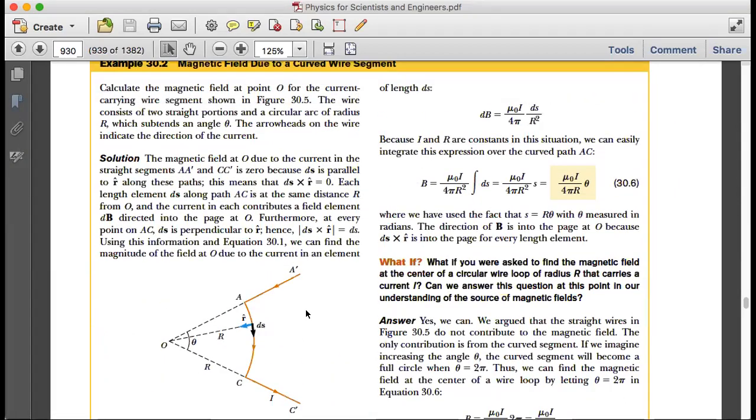we want to calculate the magnetic field at the point O for this current. In this case, the magnetic field from this line here and this line is 0. So we have only this bent line here.